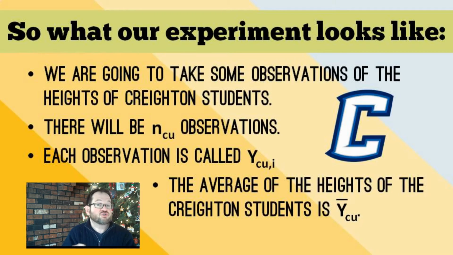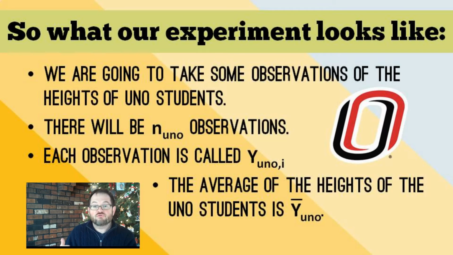And we could do the same thing for the students at UNO. We could take some observations of the heights of students at UNO. There could be N UNO observations. That would be the number of observations that we're taking of students at UNO. And each one of those students' observations would be called Y UNO, comma I, where I would go from 1 to N UNO. And we could add them all up and divide by N UNO and come up with the average, which we'll call Y bar UNO. So we would now have an average of this little sample. Again, it has all the good things and all the bad things about being an average.